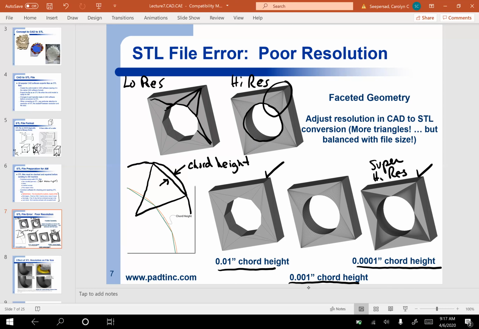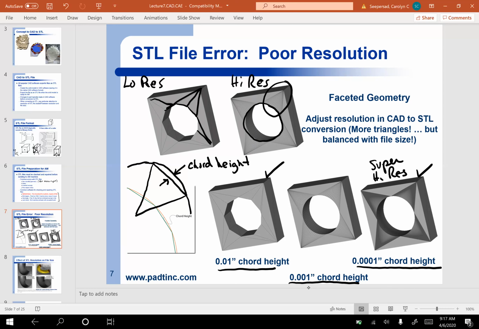The price you pay if you go to a super high resolution, so again, this high resolution or this medium resolution in the middle, is that the error is already in the ballpark of or even smaller than the minimum feature size that you can build on most of our additive manufacturing machines. So there's really no need to have that resolution much greater.